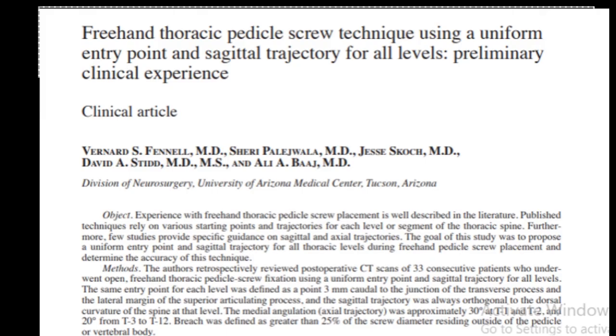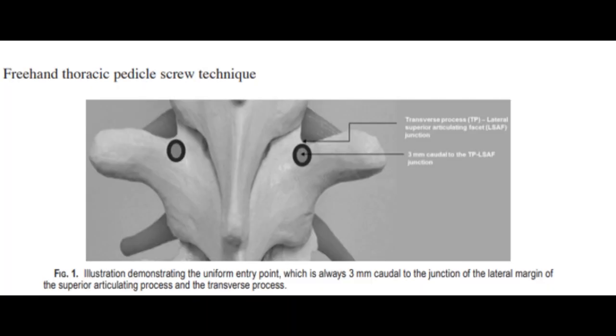Okay, so this is another paper by Fennelly. This is important. It uses a uniform entry point and sagittal trajectory for all levels. So this also you should be aware of. You can see the superior border of the transverse process and the lateral border of the superior articular process, and you can find out the junction between these two.